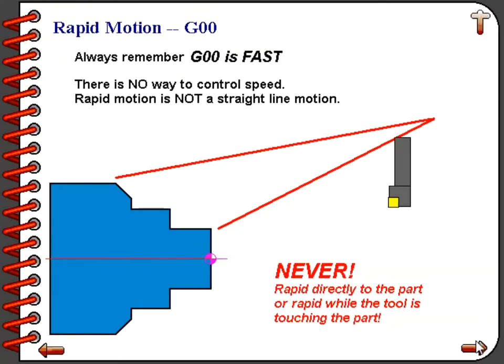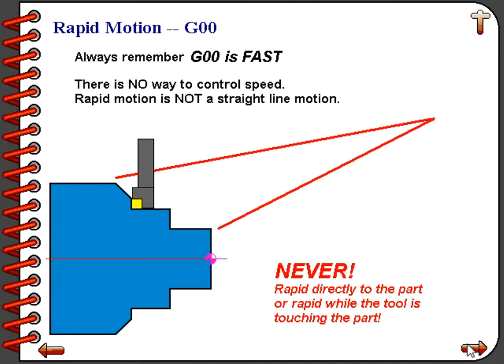Always remember, the G00 command makes the tool move as fast as it can possibly go. There is virtually no way to control how fast the tool will move when we command G00. Because the tool is moving as fast as it can possibly go, we should never rapid it directly onto the workpiece. You should always rapid it up near the workpiece and then feed onto the part. We'll demonstrate that a little bit later in this lesson.